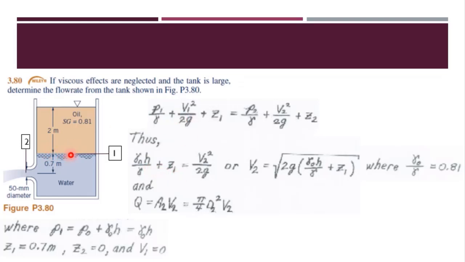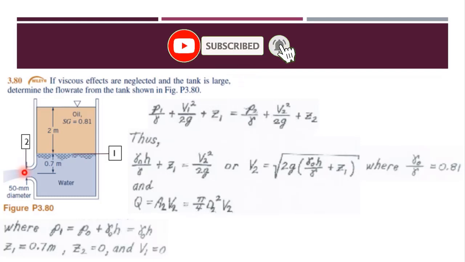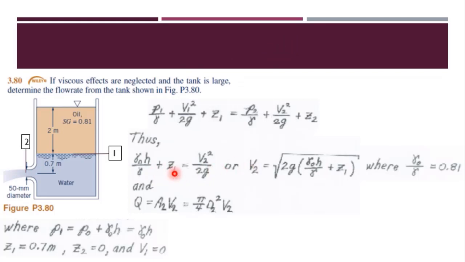V1 we take to be 0 because we assume that the tank is sufficiently large, and this surface moves very slowly. And P2 we also take to be 0 because this jet exits into the atmosphere, and the pressure of this jet will be equal to the atmospheric pressure. So with this we have V2 is equal to the root of 2g times (gamma oil H over gamma plus Z1).